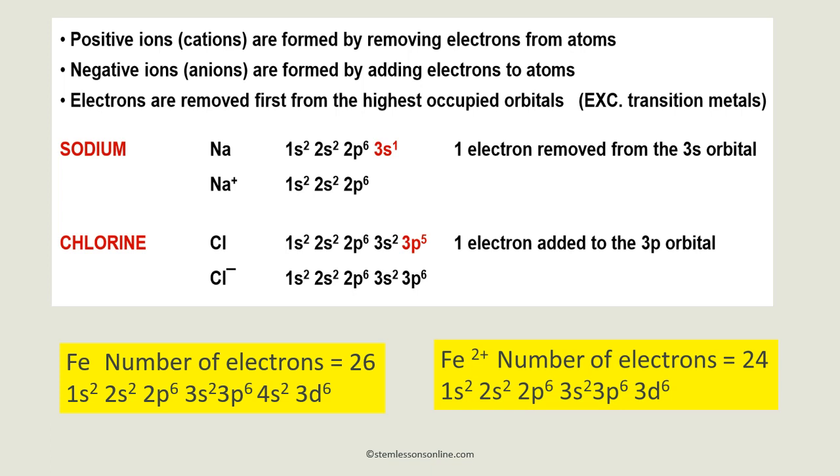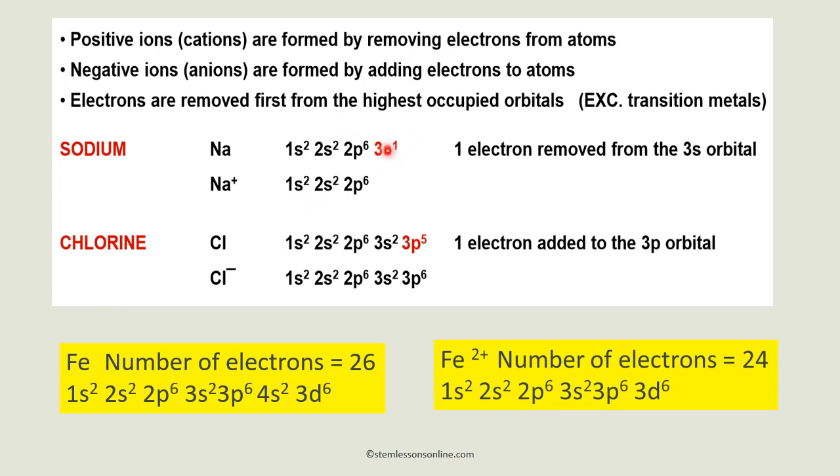So let me summarize these important points here. Remember, positive ions, which are cations, are formed by removing electrons from the atom. Negative ions are formed by adding electrons to the atom. Electrons are removed first from the highest occupied orbitals. These are the 3 points we have to remember while writing the configuration for ions.